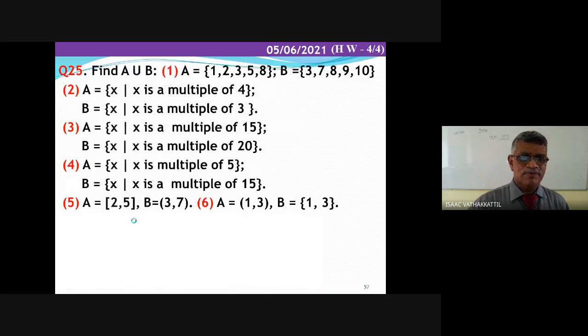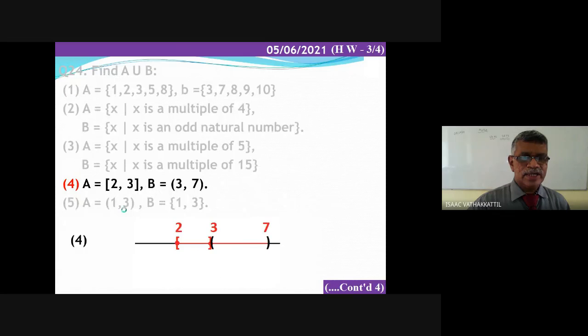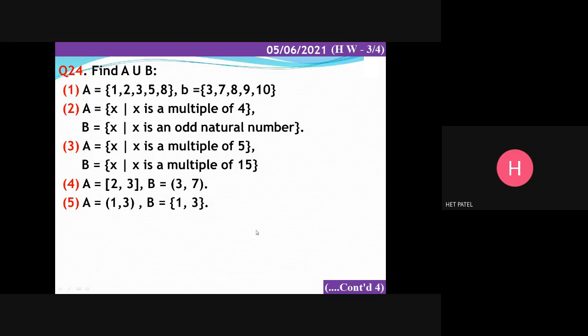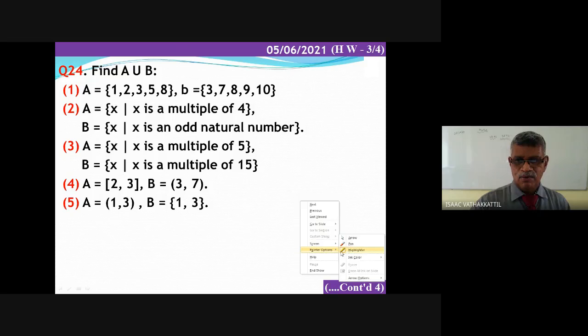What about the fifth? It will be the open interval 1, 3 and the set {1, 3}. What is the union of that? 1, 2, 3? No, this 1, 3 is an open interval. You are confused, let me tell you. What is the open interval 1, 3? All the real numbers between 1 and 3, but 3 is not there.